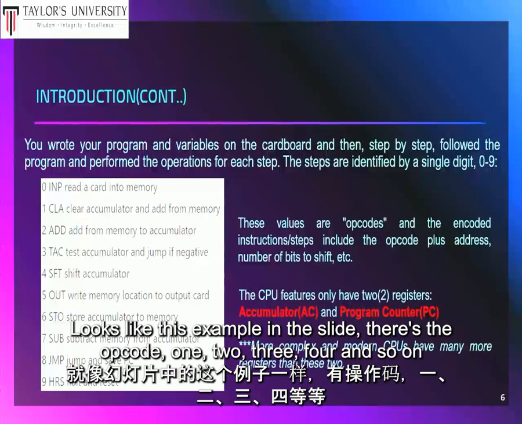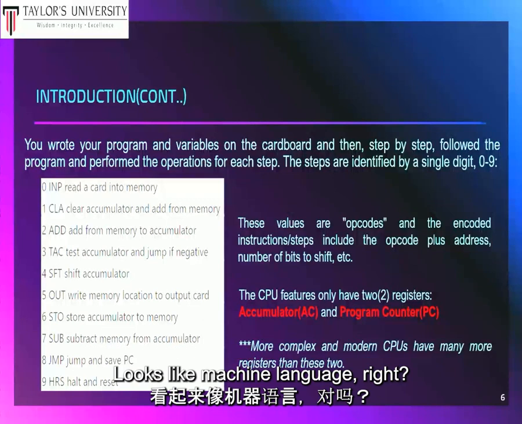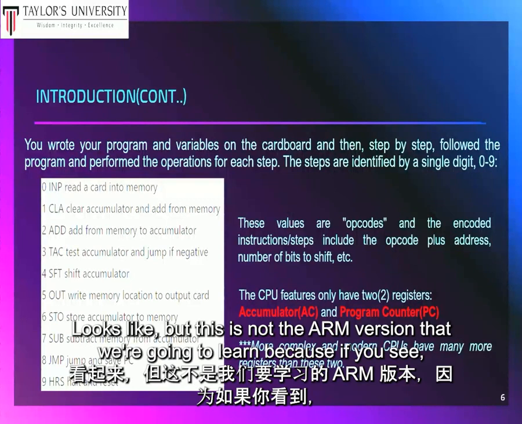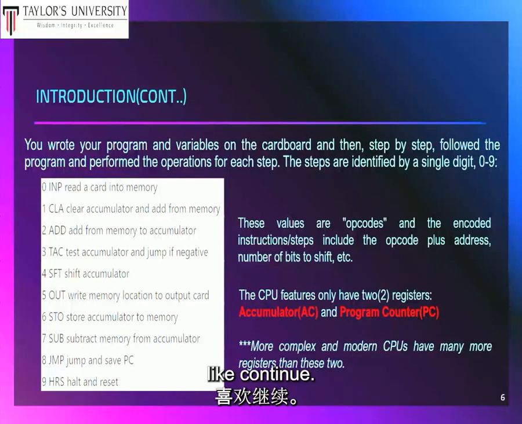It looks like this example in the slide. There's the opcode 1, 2, 3, 4 and so on, and then there's the operation, and after that an operand like a variable, the bit pattern. Looks like machine language, right? But this is not the ARM version that we're going to learn, because if you see it, there are a few differences in operation in this case, but it looks like it.